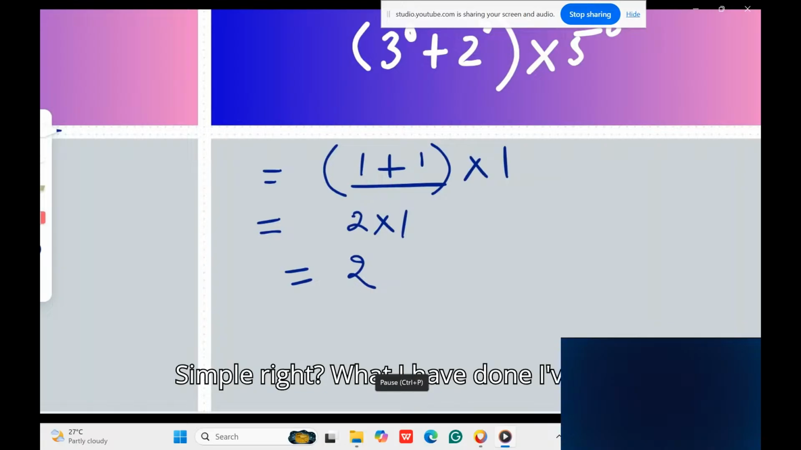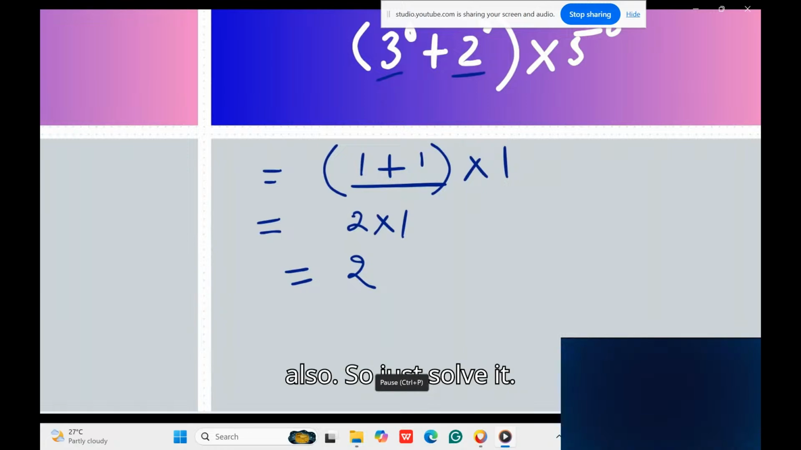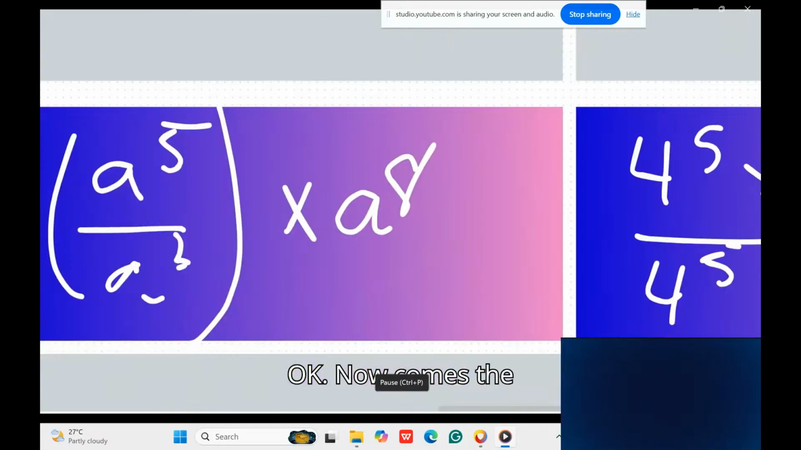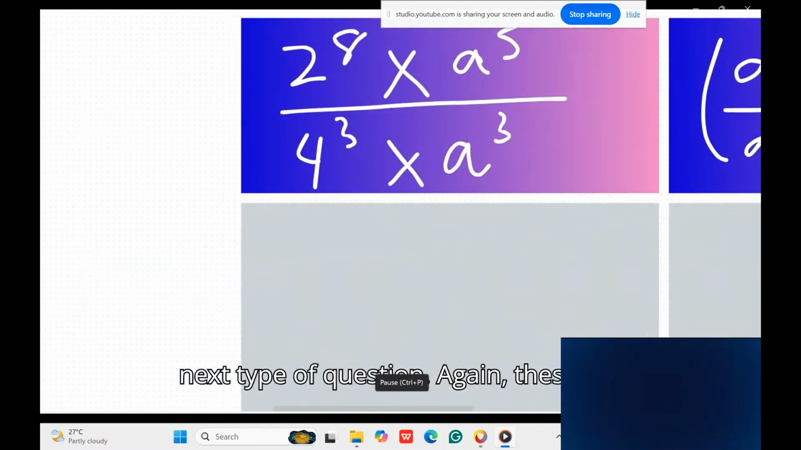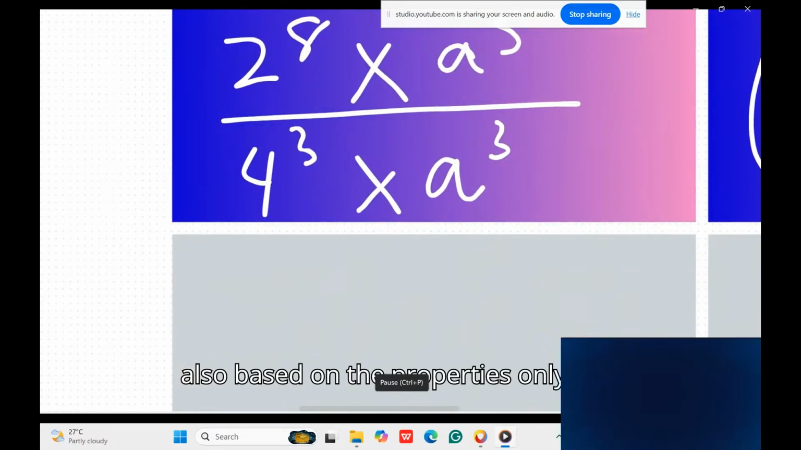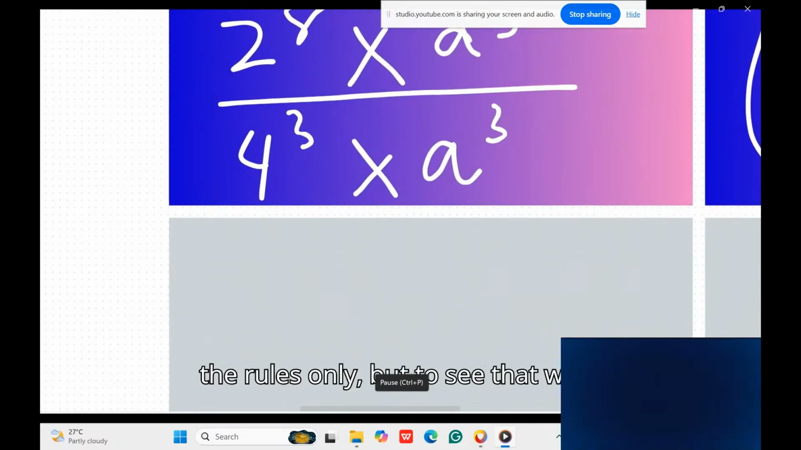Simple, right? What I have done, I've just written 1 in place of 3 raised to the power 0 and 2 raised to the power 0 also. So just solve it. Okay. Now comes the next type of question. Again, these are also based on the properties only. Okay, the rules only, but to see what you're doing.